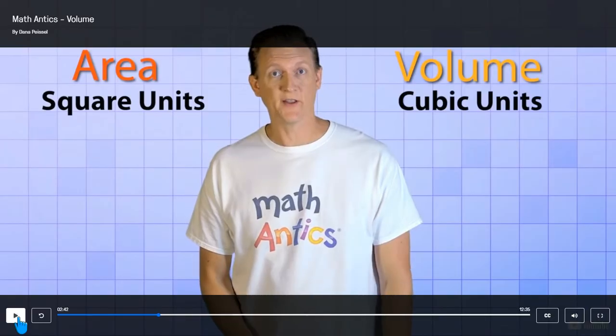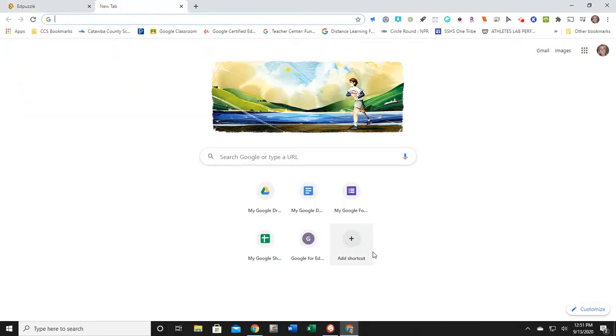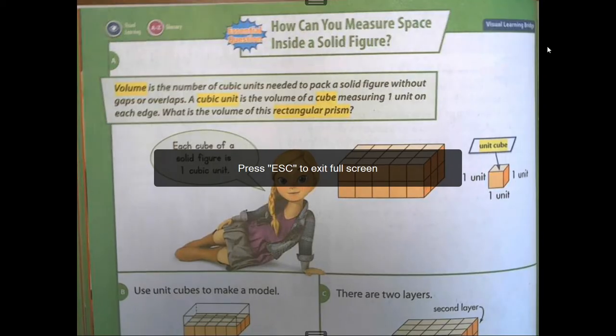All right, we're going to stop right there, boys and girls. And now that he has given us a good introduction and related volume back to perimeter and area and linear units and two-dimensional units, let's just go back in our book to page 458.